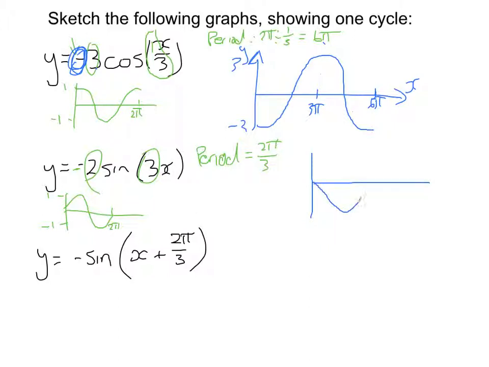There's no horizontal translations at all, so we'll do one cycle of the graph. Period is 2 pi over 3. The halfway point will be half of 2 pi over 3, which is just pi over 3. We'll continue. We've got x and we have our y-axis. Our maximum from our amplitude is 2, and we'll go down to -2. Okay, so that's the second one done.